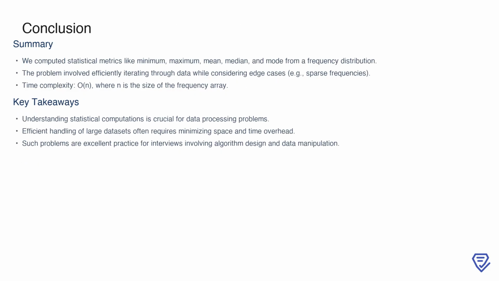Great job! To wrap up, we successfully solved LeetCode problem number 1093 by computing key statistical metrics from a frequency distribution. This problem highlighted the importance of efficient data handling and algorithmic thinking. Remember to revisit these concepts and practice similar problems to strengthen your skills further.